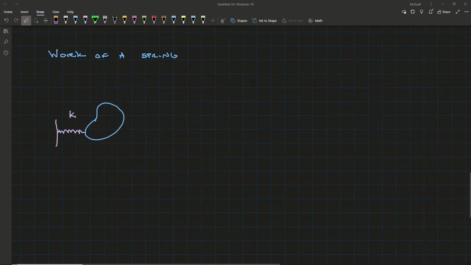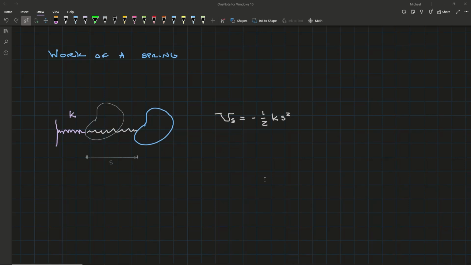The work of a spring with spring constant K is minus 1/2 K s squared, where s is the distance along the path that the spring is stretched. Notice that this value is negative because the work is against the force, or rather the work is the result of a force against the direction of the motion.